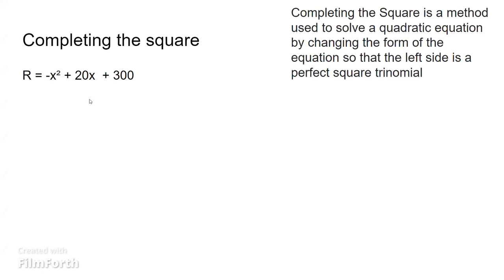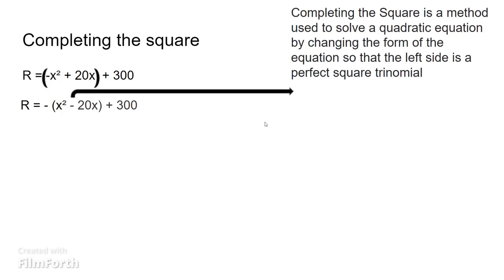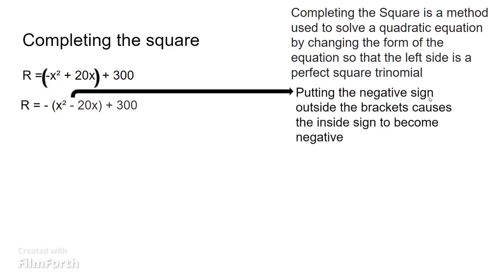Since we're completing the square, we have to put brackets around negative X squared and 20X. But now, as well, we have to take the negative sign off the X squared and put it outside the brackets. It would look like this: R equals negative bracket X squared minus 20X plus 300. The reason it's negative inside the bracket is that putting the negative sign outside the brackets causes the inside sign to become negative. So now we have this started: R equals negative bracket X squared minus 20X.